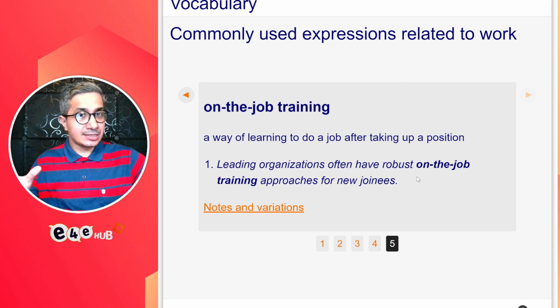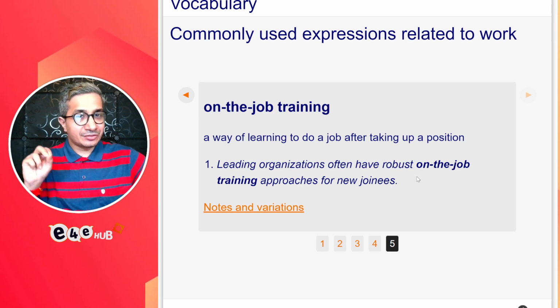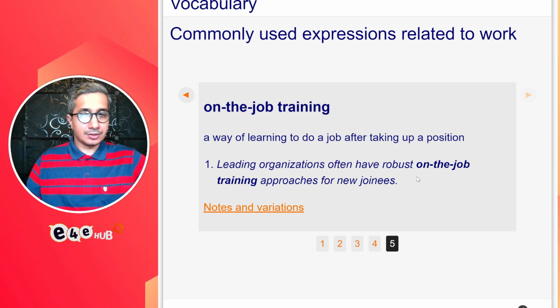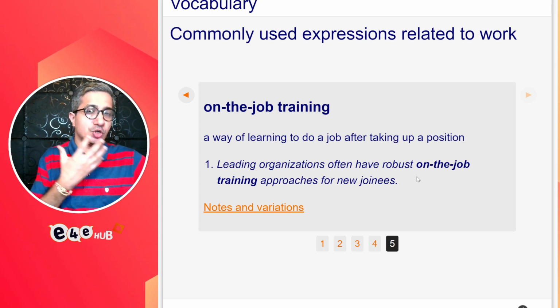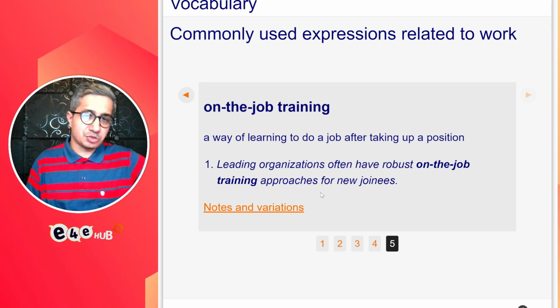Formal education is what you do at a university or before that. On the job training is after you are selected and given a certain position, you will work under a senior or a couple of seniors, and you'll have to go through that on the job training to get to know the company's system, workflows, and so on.